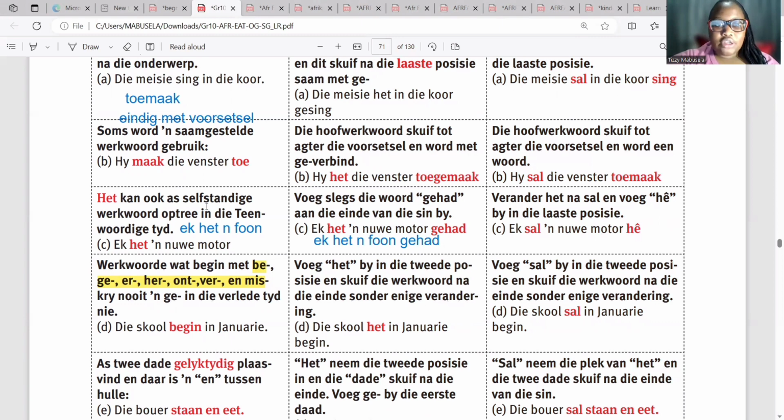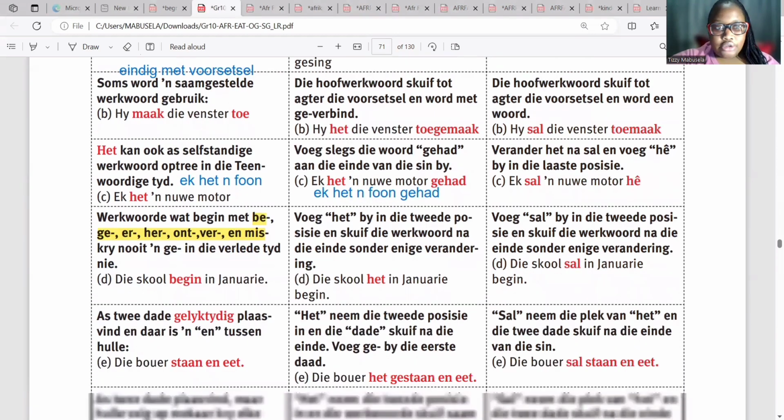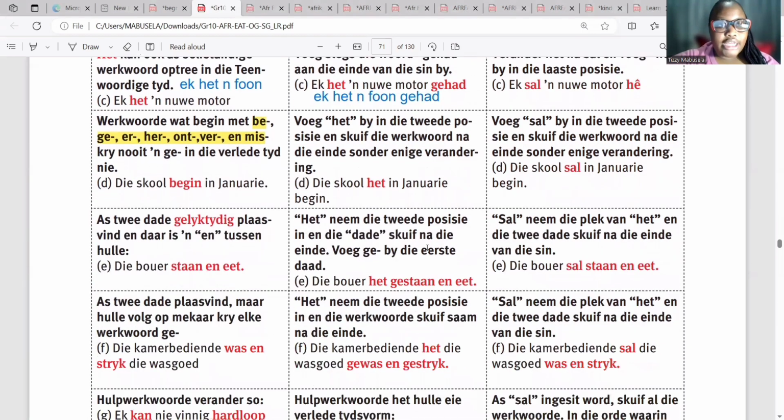So here's another example. Ek het 'n foon. We change it to the past tense, ek het 'n foon gehad, and then in the future tense, it'll be ek sal 'n foon hê. Okay, so let's go to our next rule.